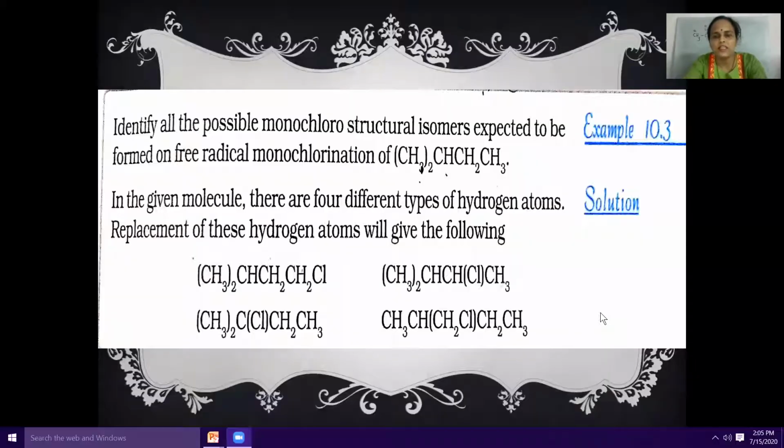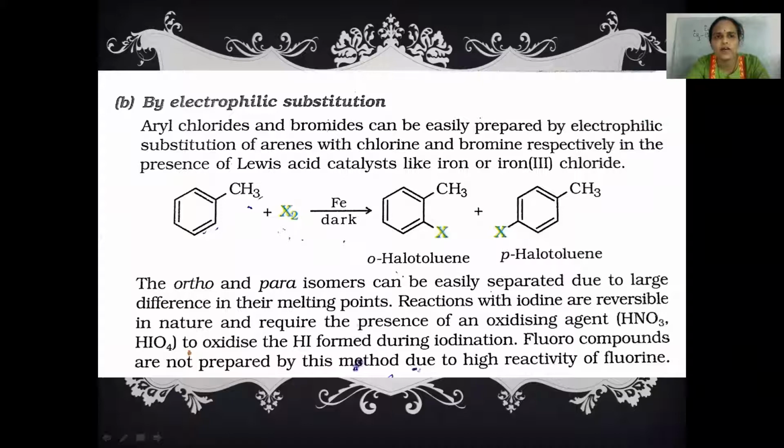Now next, let me tell you the next preparation, that is by electrophilic substitution reactions. Keep it in your mind that whenever benzene substituted compounds undergo electrophilic substitution reactions, it results in giving you a mixture of ortho and para products always, in which the para product is the major product and the ortho one is always the minor one.